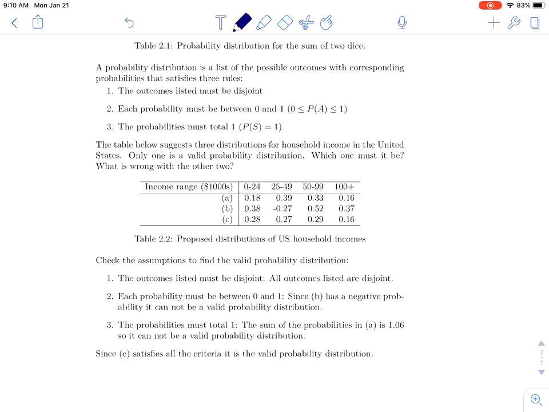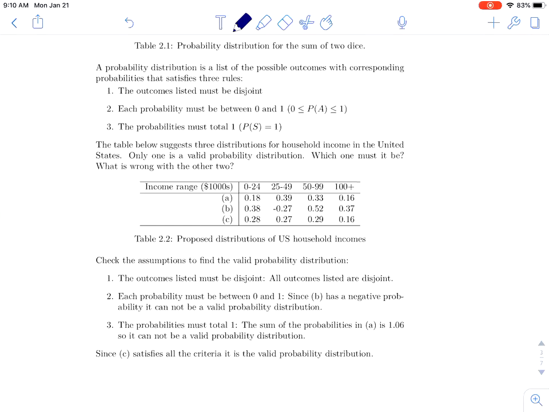So first thing we have to check is all these outcomes have to be disjoint, right? So there can be no overlap. Here we've got the income between 0 and 24,000, in thousands, then 25 to 49, 50 to 99, and then 100 plus. So those are all disjoint, right? There's no overlap in there. So that's step 1 satisfied.